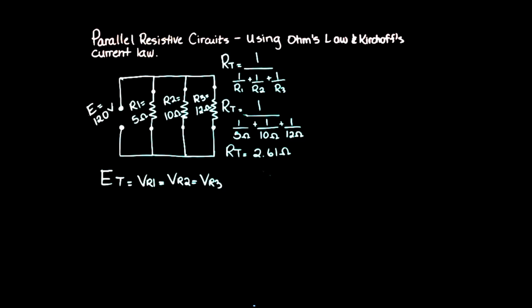So the formula for Ohm's law and circuit total is I total equals E total over R total. So the E total is our supply voltage, which was given at 120 volts. We're going to divide that now by the resistance total that we just solved, 2.61 ohms, and that gives us a current total of 45.98 amps. So in the circuit, we have an incoming current of 45.98 amps.